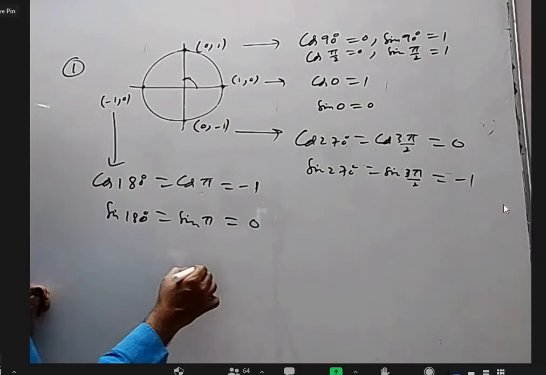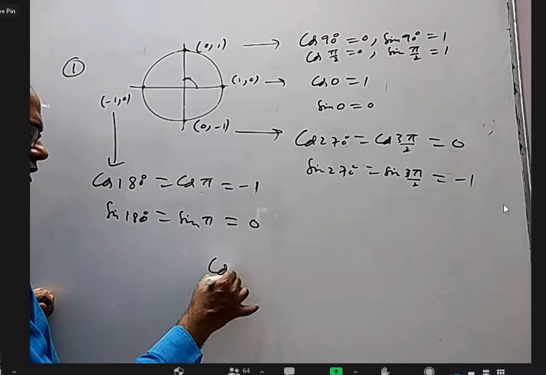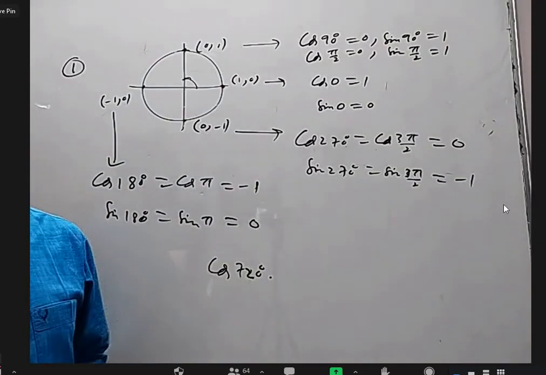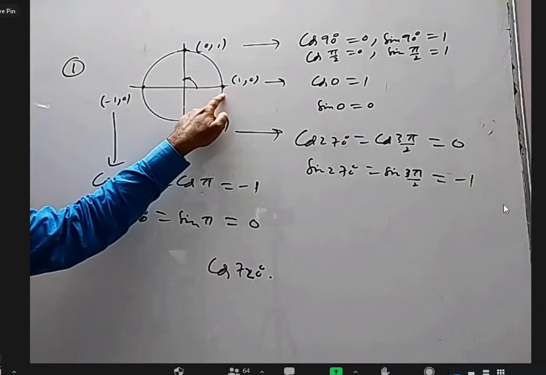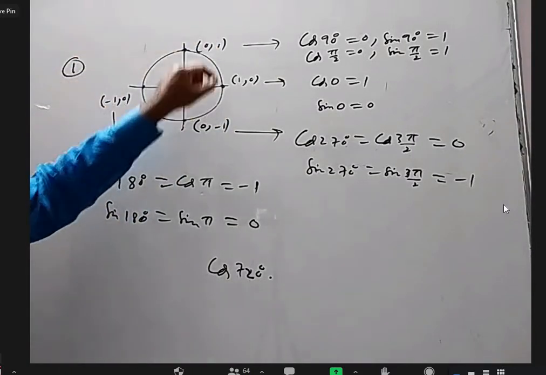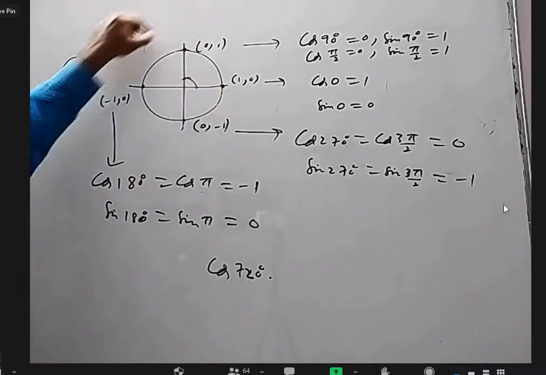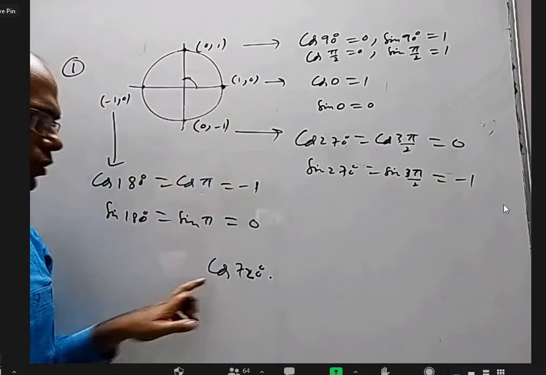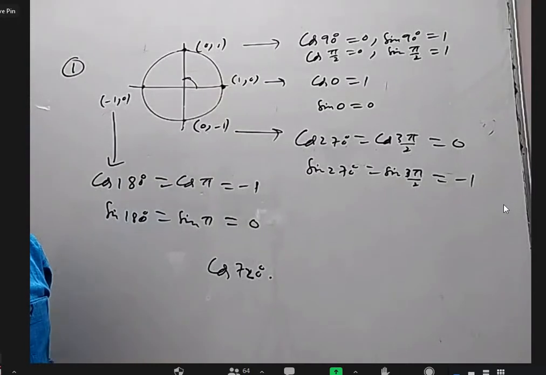Let us say I want cos 720 degrees from the original definition. What should I do? Take this initial ray and rotate 720 degrees. If you do one rotation, it is 360. If you do two rotations, 720. The final position will be the same. So what is the value of cos 720? 1, sir.